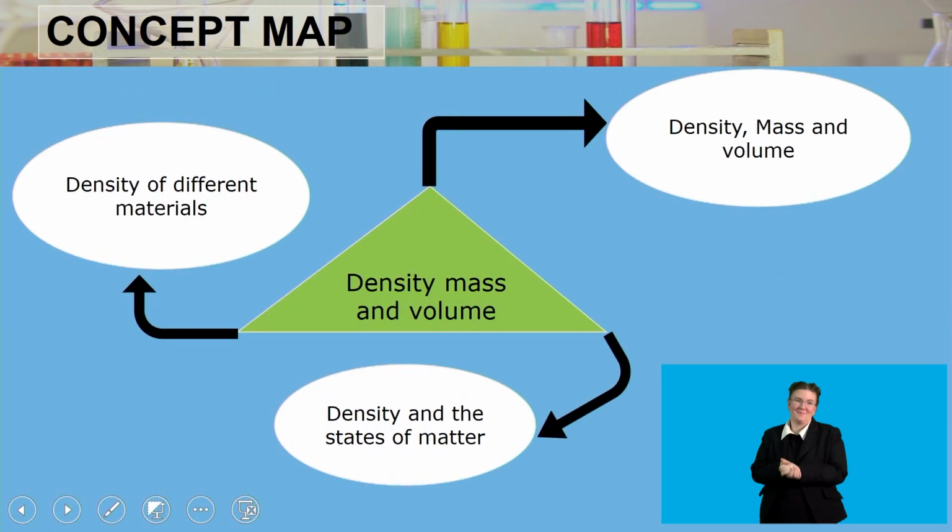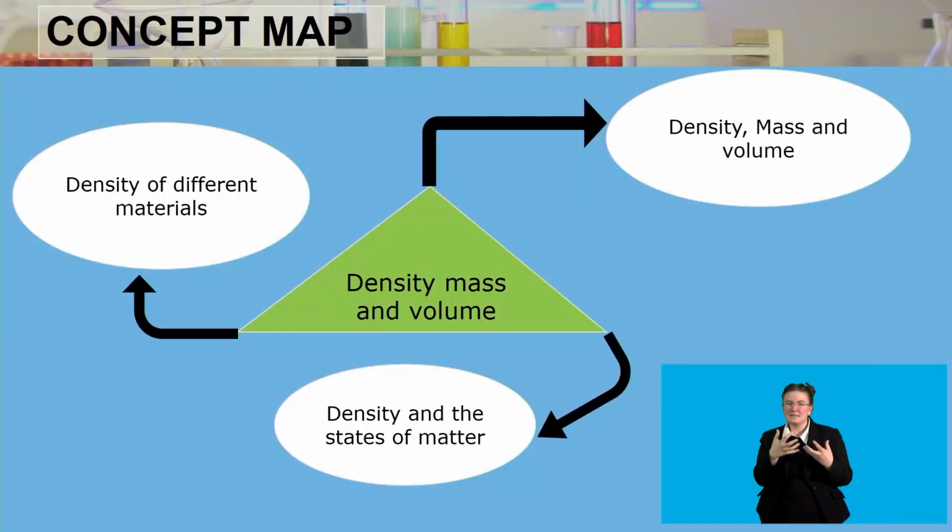In order for us to achieve our targets, we need to break those goals into small concepts that we can tackle bit by bit until we achieve what we set out to achieve. We're going to be looking at density, mass and volume, and then density and the states of matter, and lastly the density of different materials. Our big idea, our main idea, is density, mass and volume. So we're going to start there and move along with our concept map up until the last bit.